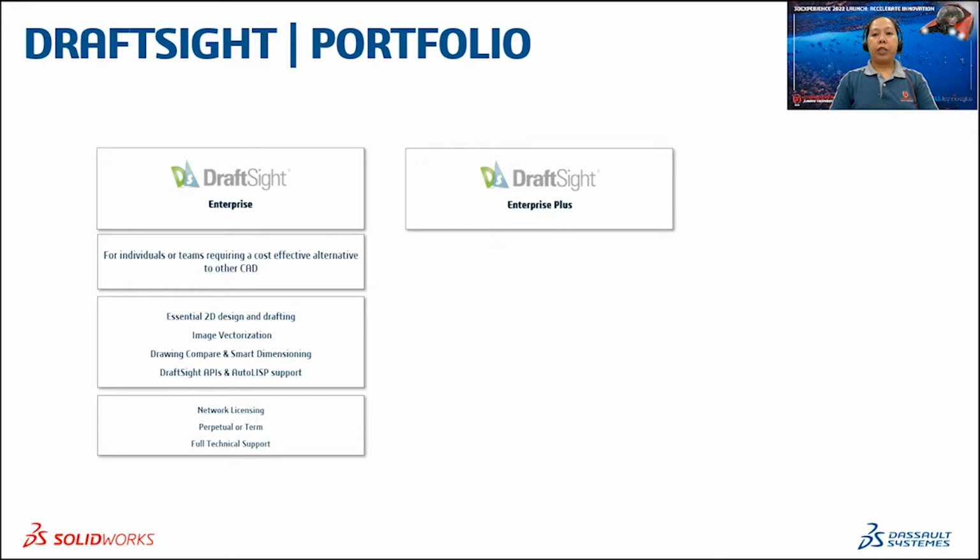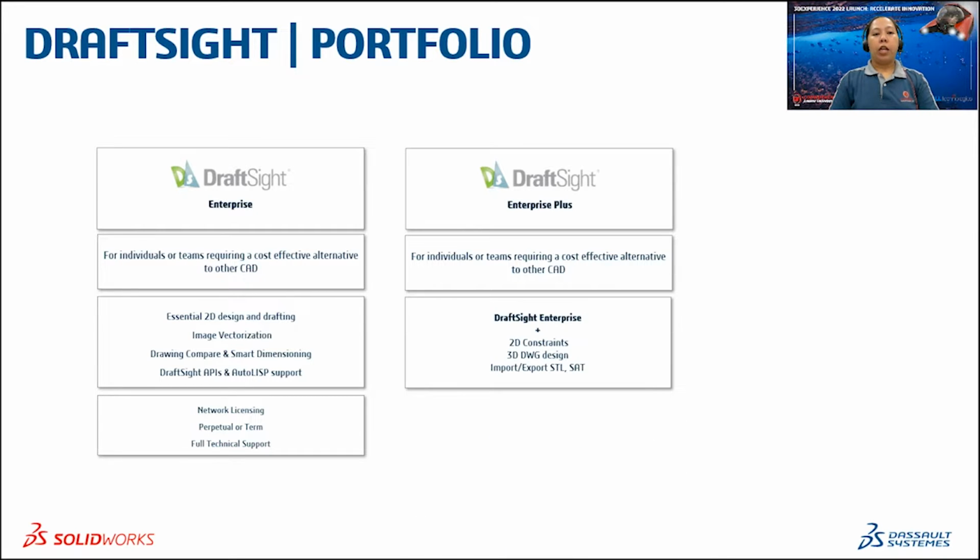Another is the DraftSight Enterprise Plus. The DraftSight Enterprise Plus is also for individuals or teams that require a cost-effective alternative to other CAD. So it has the features of DraftSight Enterprise plus 2D constraints, 3D DWG design, and import or export of STL and SAT files. Also, this is available for network licensing, perpetual, and has full technical support.